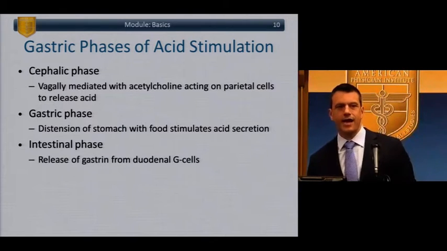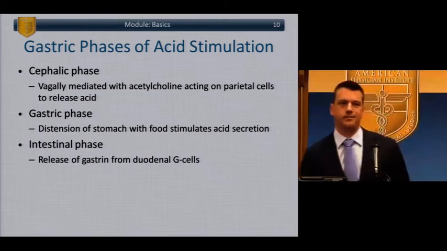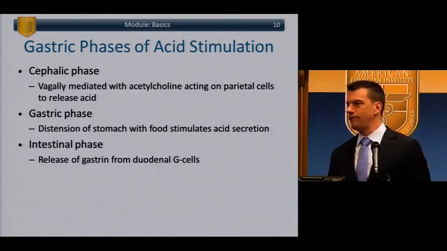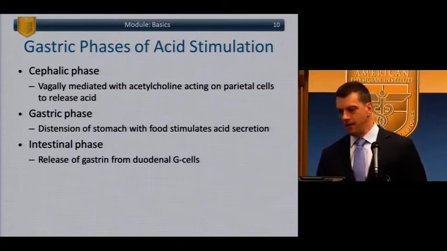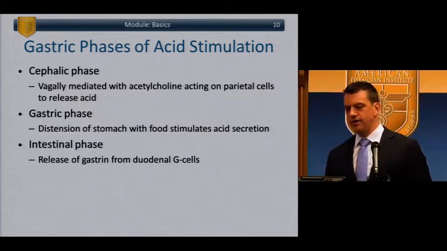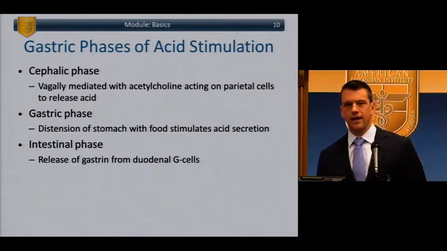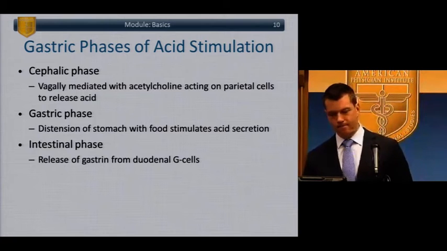The second phase is the gastric phase, which is stimulated by the mere presence of food within the stomach and distension, and then you get more of the gastrin release and the parietal cells secreting. And then finally the intestinal phase, and this is where you get gastrin from the duodenal G cells. Remember, in gastrinomas, which we'll talk on later, much of these cells lay in the duodenum and pancreas.